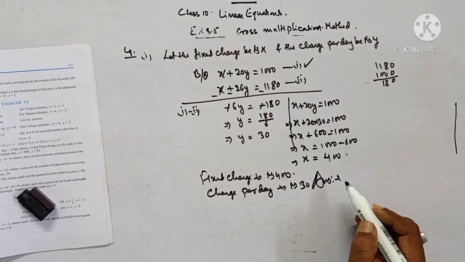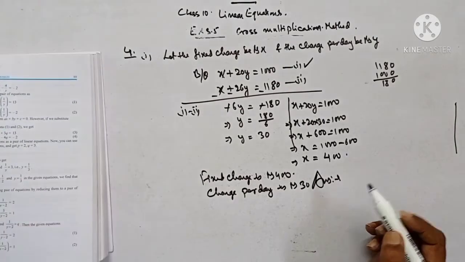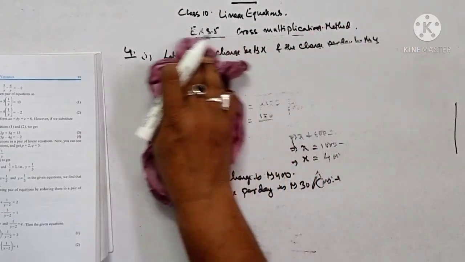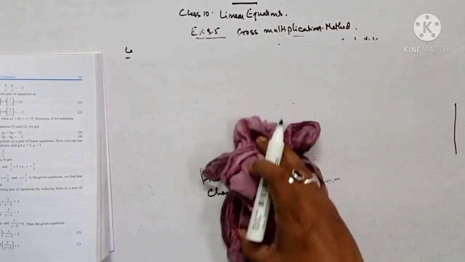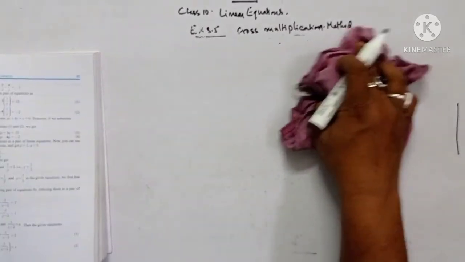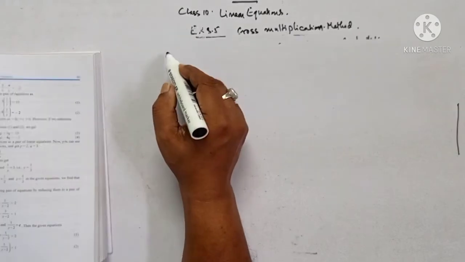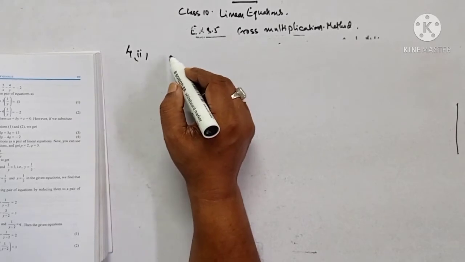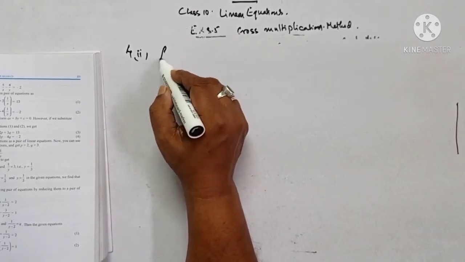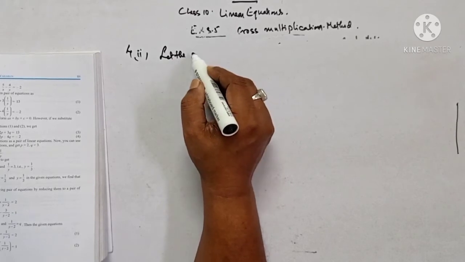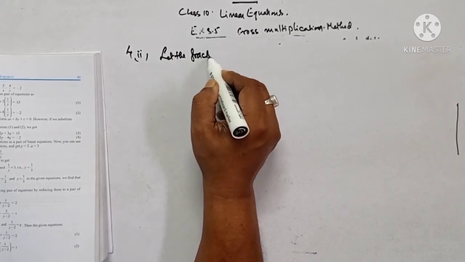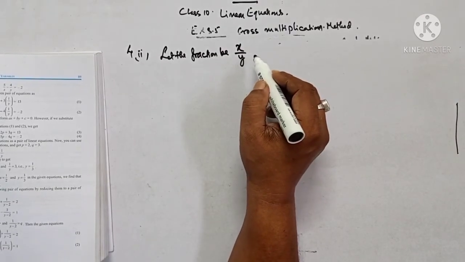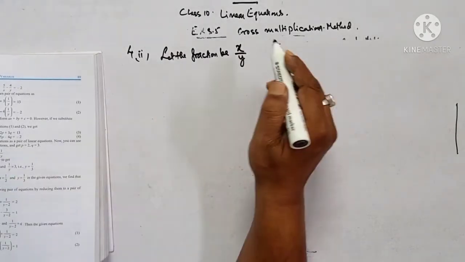Yeah, 400, and this is correct. Now I am going to question number 2. A fraction becomes 1 by 3 when 1 is subtracted from the numerator. Let the fraction be x by y, and a fraction becomes 1 by 3 when 1 is subtracted from the numerator.